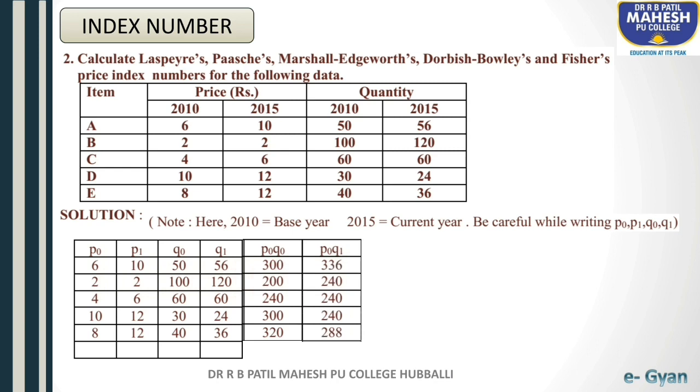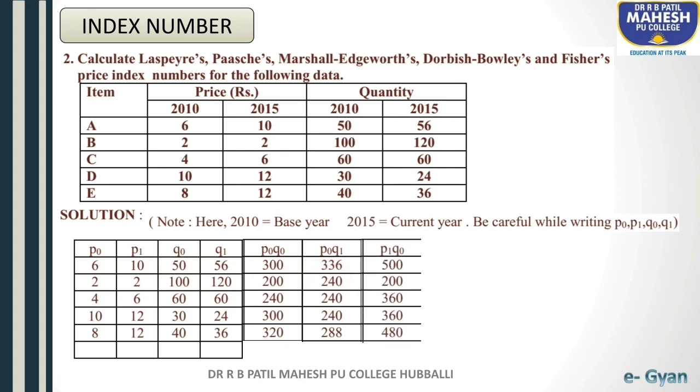Next, you have to find P0 into Q1. 6 into 56 is 336. 2 into 120 is 240. 4 into 60 is 240. 10 into 24 is 240. The last one, 8 into 36 is 288.